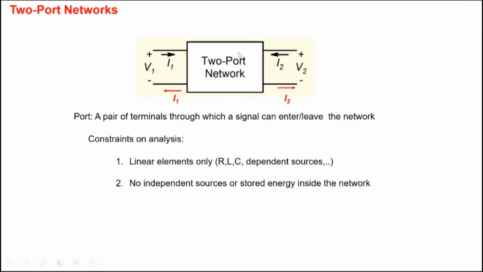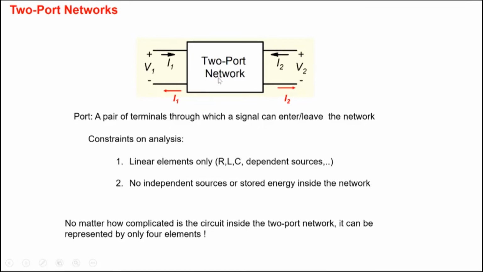So note that a simplified representation of this network can be quite complex. It can have 10 resistors, 100 capacitors, many inductors, many dependent sources. But what we'll say is that you can replace all of that, just like we did in Thevenin's and Norton's equivalent, in terms of a simplified representation. And the simplified representation will have only 4 elements. So no matter how complicated these things are, it can be represented in terms of 4 elements. So let's see how we can do that.